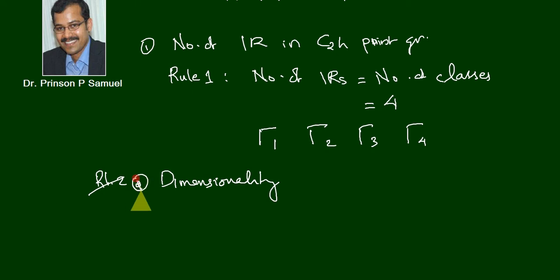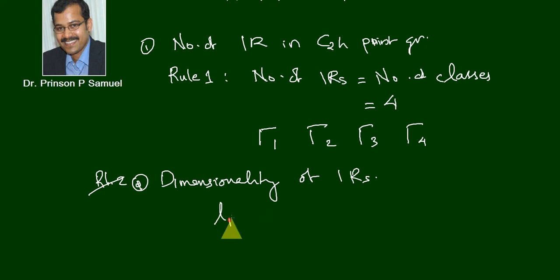Here we are discussing the second thing, the dimensionality of the irreducible representations. And here rule 3 comes to help. Rule 3 says that the sum of the squares of the dimensions of the irreducible representations will be equal to the order of the group. Let me repeat once again, the sum of the squares of the dimensions of the irreducible representations will be equal to the order of the group.